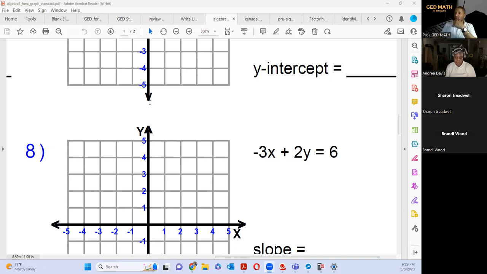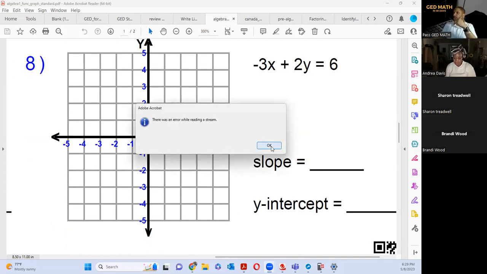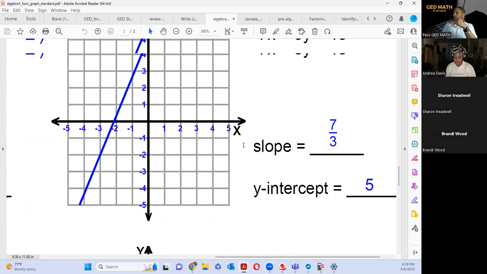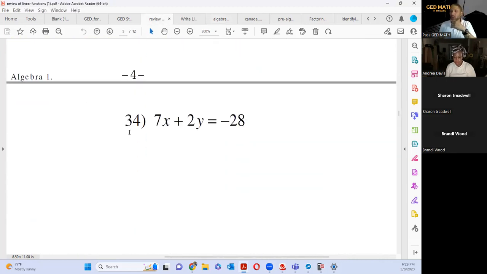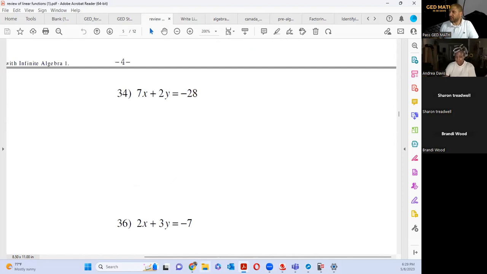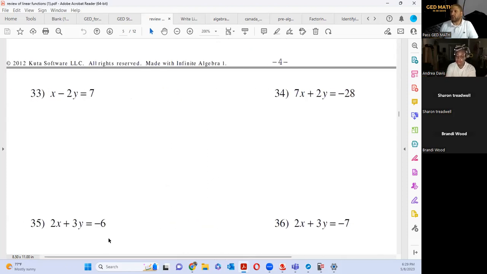Okay, so let's look at this review sheet again. This is another problem that people had on this review sheet: a point and a slope. Let's do some practice first.